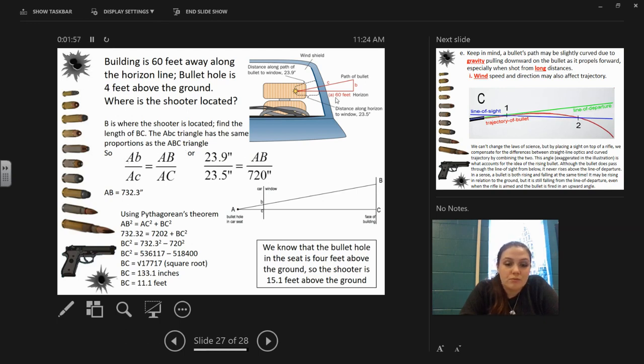So basically, you just do the formula. Okay, so use Pythagorean's theorem, the steps are right here. AB squared equals AC squared plus BC squared. It sounds complicated, but you really do just plug numbers in and then you know what to do. Okay. So AB is over AC.